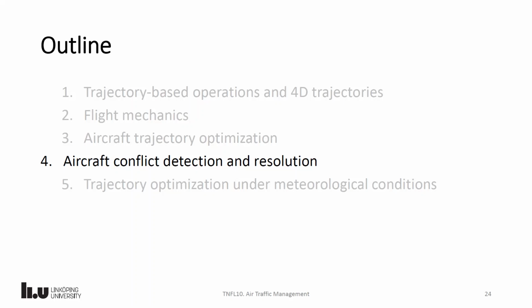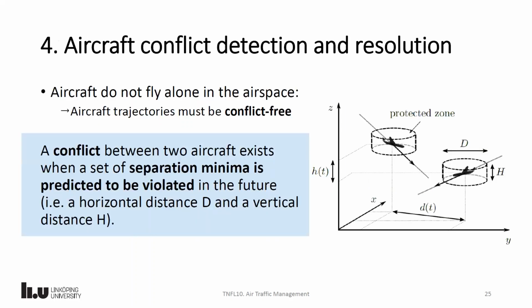So our task as researchers or as workers in the ATM is to accommodate those optimized trajectories to the constraints that the ATM system imposes. And one of those constraints is the conflict between the aircraft. Because aircraft do not fly alone in the airspace, we must construct trajectories that are conflict-free. So I will give you the definition of a conflict. A conflict between two aircraft exists when a set of separation minima is predicted to be violated in the future.